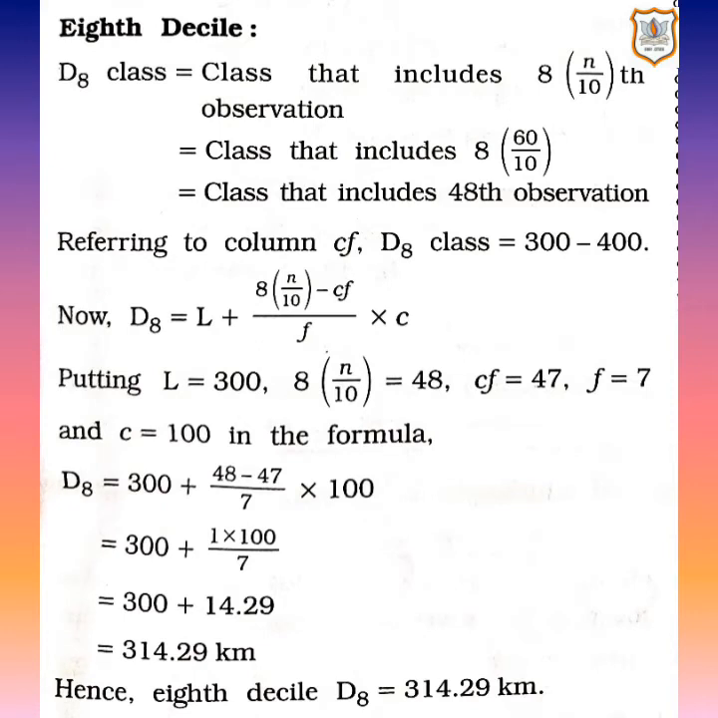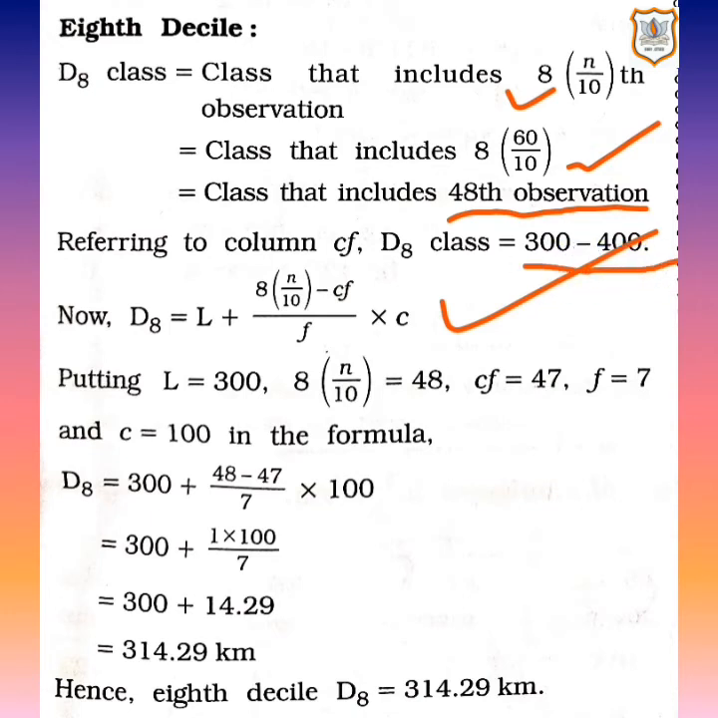Now let's find D8. So now we have to find 8th decile, that is D8. As decile is cut into 10 equal parts, so it will be divided by 10. And as it is continuous frequency distribution sum, the formula for D8 is equals to L plus 8n by 10 minus Cf upon F into C. So we have to find first 8n by 10's value, that is 8 into 60 by 10. That is 8 into 6. That gives you 48th observation. Now in the table we have to look and say where does the 48th observation lie. It lies in the class 300 to 400.